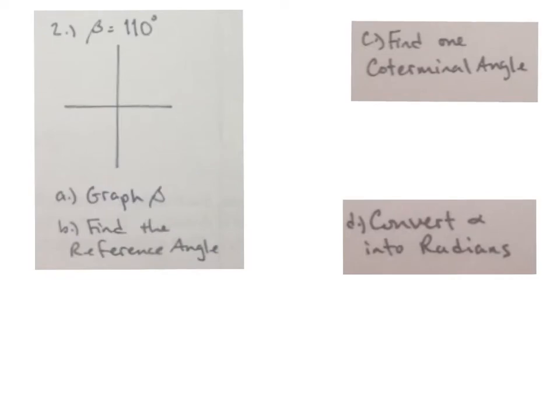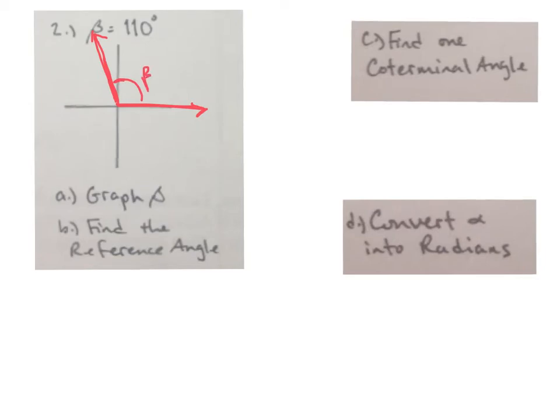So graphing it, once again we have the initial side is the positive x-axis, and the terminal side is going to get rotated positively 110 degrees. Now if we go to the positive y-axis, that is going to give us an angle of 90 degrees. We need to go a little bit further than that, so just 20 degrees past that out here. And that'll give us an angle of beta.